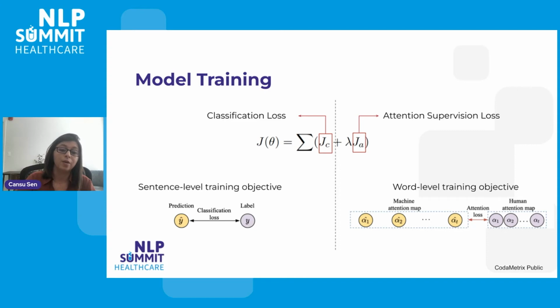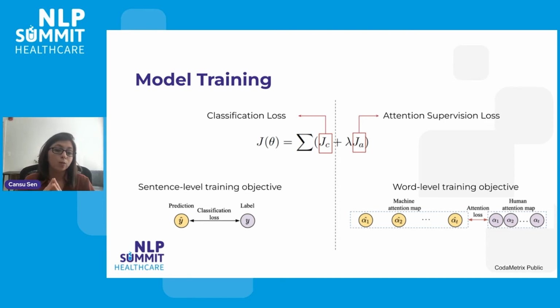So we have the machine attention map, which are the continuous attention scores generated by the machine learning algorithm. And we also have this human attention map, which are coming from the human coders. By comparing these two distributions, we compute another loss, which is called the attention loss.